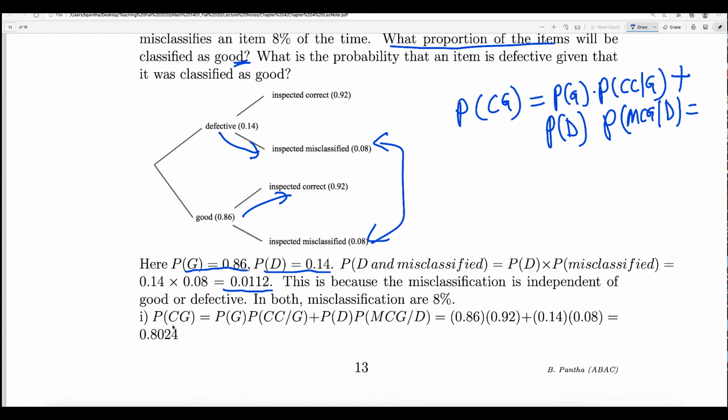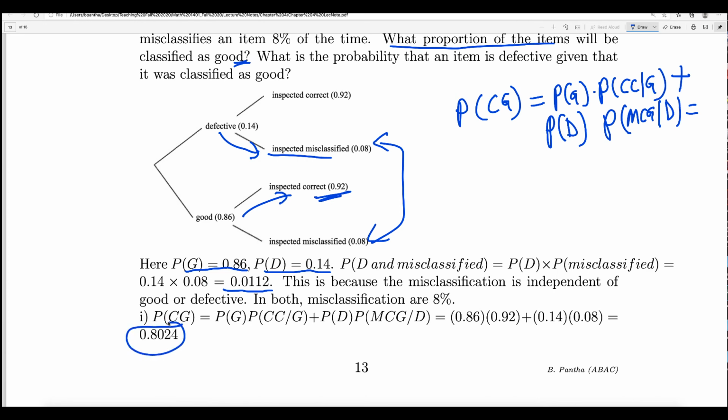Now the probability of classified as good is the probability of good times the probability of correctly classified as good, plus the probability of defective times the probability of misclassified as good given they are defective, and you plug in those values. Probability of good is 0.86, probability of correctly classified as good is 0.92, and the probability of defective is 0.14, and probability of misclassified as good, although they are defective, is 0.08. If you use that, you will get this value.